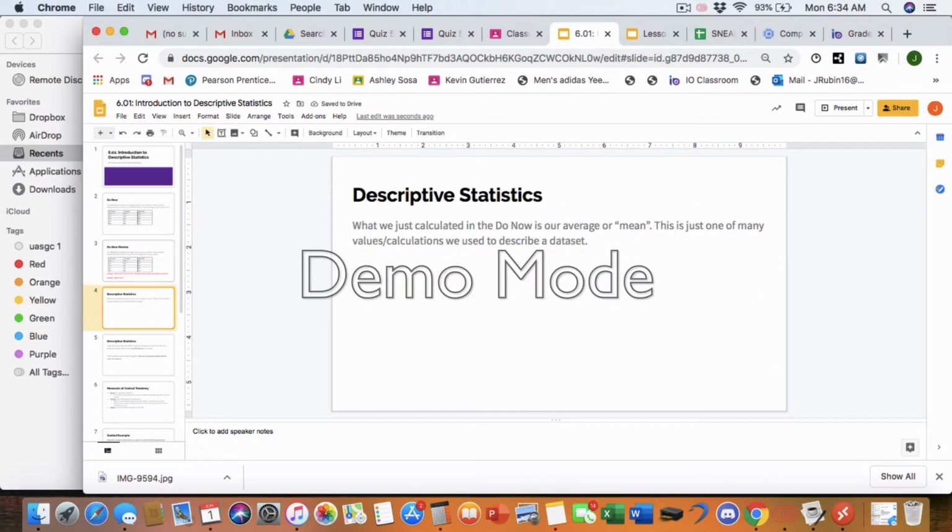So now, let's get into what descriptive statistics are. You guys probably know what they are. You may not have heard this term, but what we just calculated is the mean. This is one of the calculations we use to describe a data set.